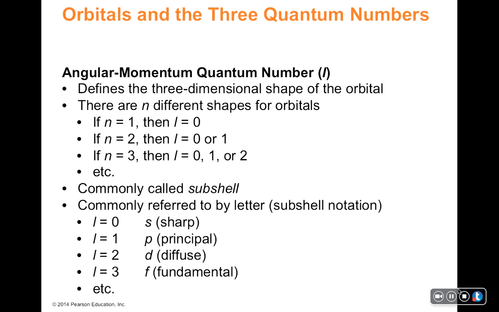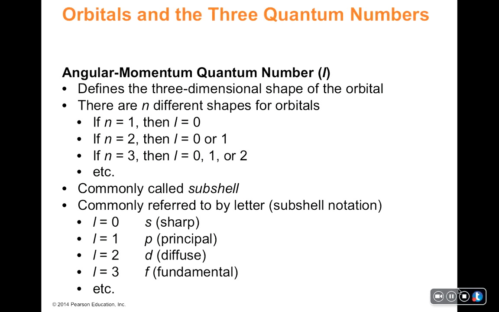The second quantum number is known as the angular momentum quantum number, symbolized by L. It actually defines the shape of the orbital. So there are n different shapes for orbitals. If you have a principal quantum number of 1, so n equals 1, then L equals 0. So 0 actually denotes an orbital here. You'll see it in a moment at the bottom. If n equals 2, then you have choices for L of being either 0 or 1. If n equals 3, then choices for L are 0, 1, or 2.